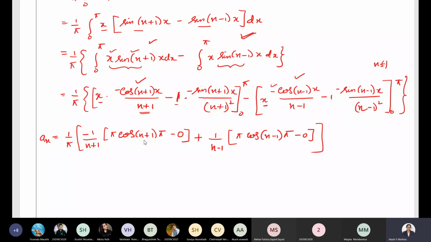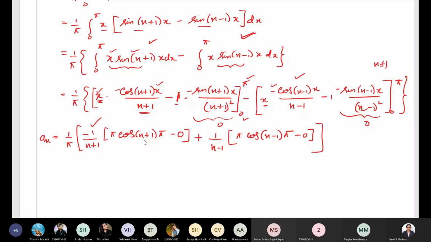Please ask. See, this term is going to be 0. Similarly, sine term is going to be 0. Here what do we have? Minus 1 by n plus 1, which I have taken outside. X into cos n plus 1, x remains. For that you put the upper limit pi, lower limit 0. It will become pi into cos n plus 1 pi. When you put the lower limit, it is going to be 0. Cos 0 is 1, but this x is there. So it will become 0. Similarly, this term will be 0.